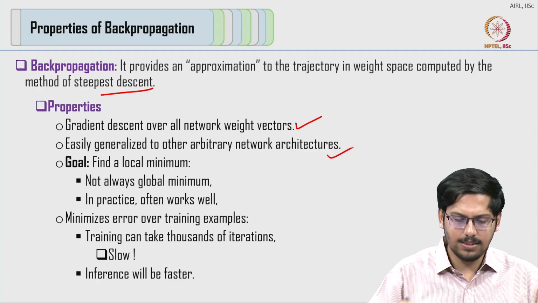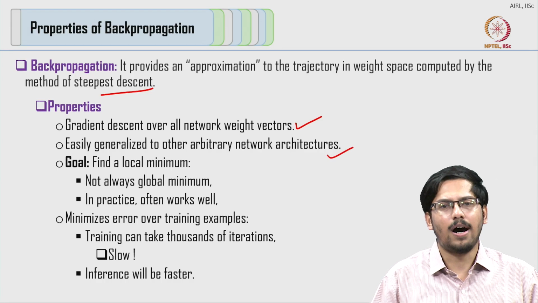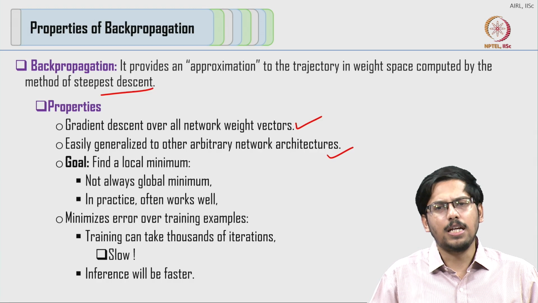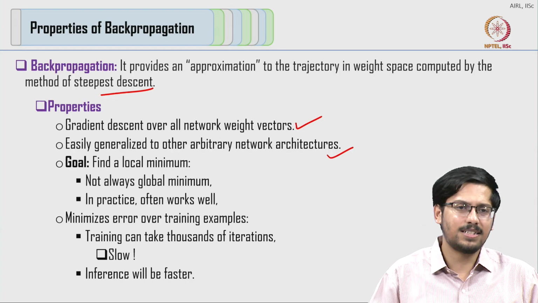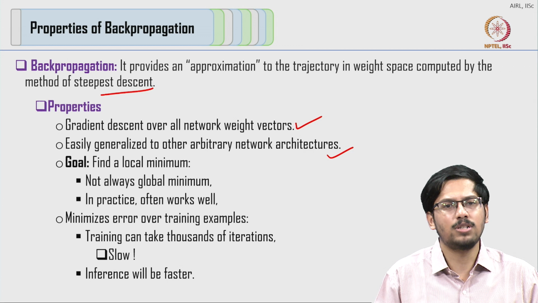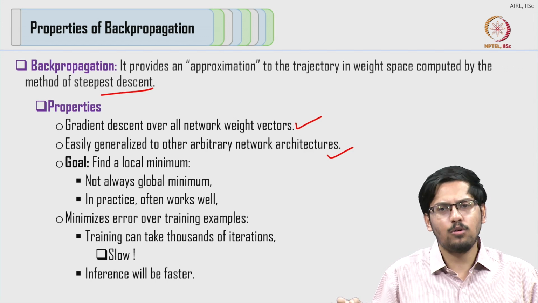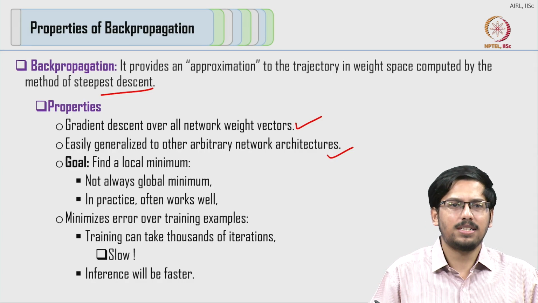And the second part is that it is easily generalized to arbitrary network architectures. In the last examples that we saw, we took a single layer perceptron. We also followed the chain rule for a multi-layer perceptron, and although we had a more complicated chain rule, the backpropagation algorithm essentially remains the same.